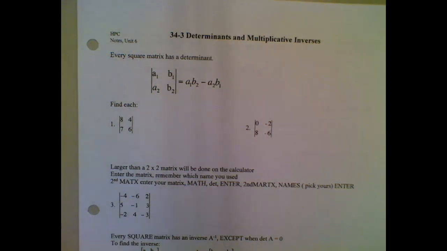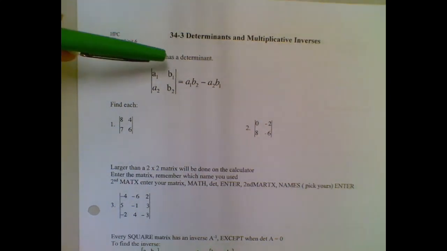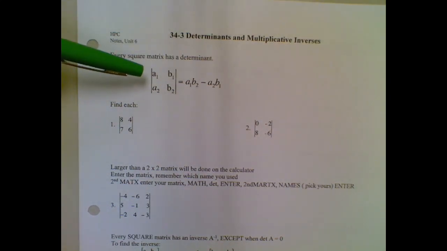Hi everyone, today we are going to discuss determinants and the multiplicative inverses of matrices. Okay, so to get started, every square matrix has a determinant. A square matrix means a 2 by 2, 3 by 3, 4 by 4, all that good stuff.